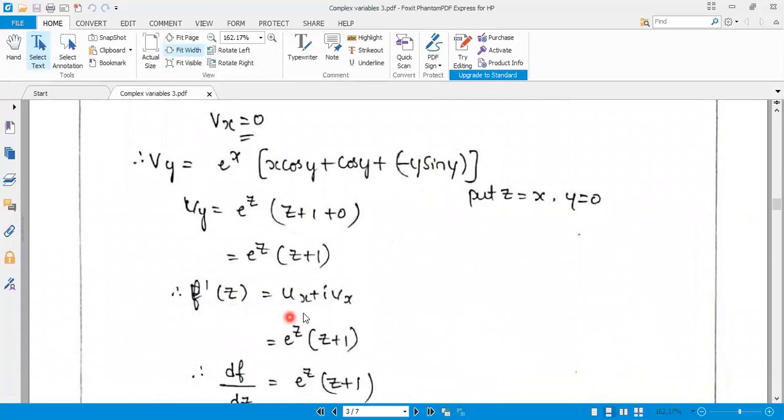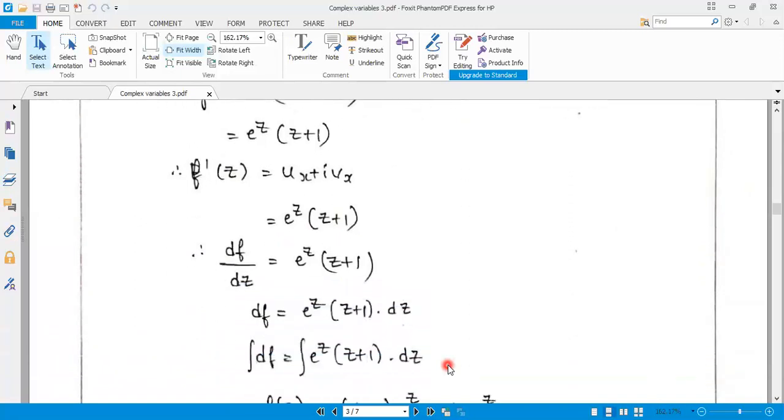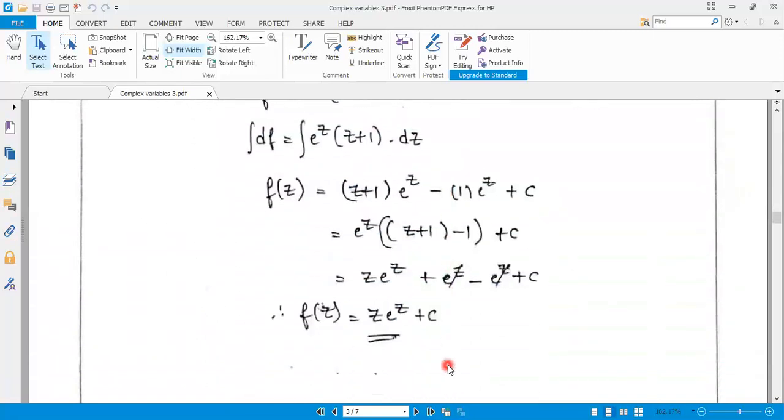So we have f dash z equals ux plus ivx. So substitute Vx and Vy. So we obtain e power z into z plus 1; on integration by parts, by Eilert rule, we obtain z into e power z plus c, where c is the constant of integration. So this problem is similar to the previous problem.